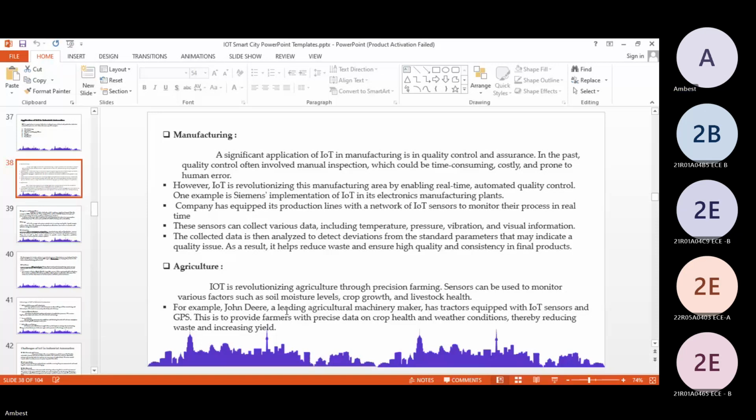These points specify what the data is. The collected data is analyzed, and the next step is to detect any deviations present in it. Deviations from the standard parameters indicate a quality issue. Okay.